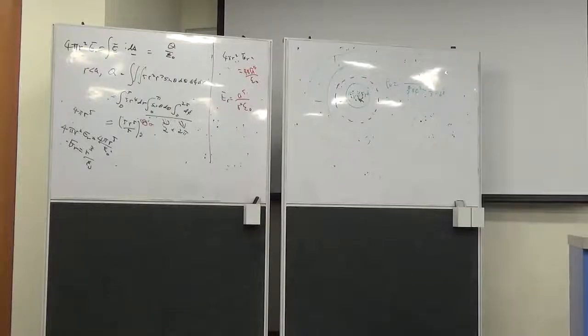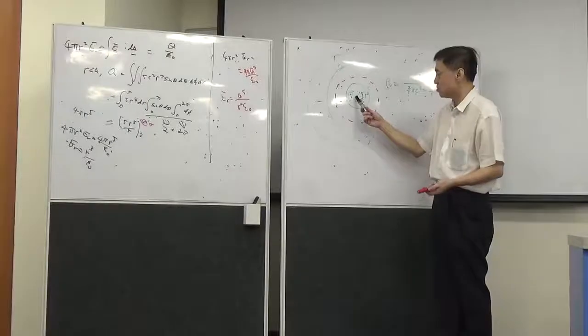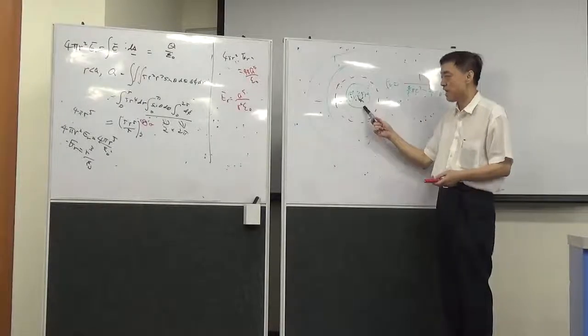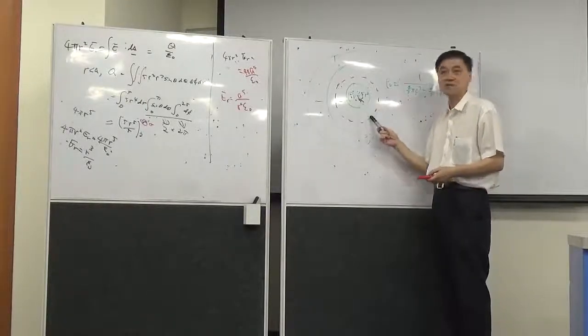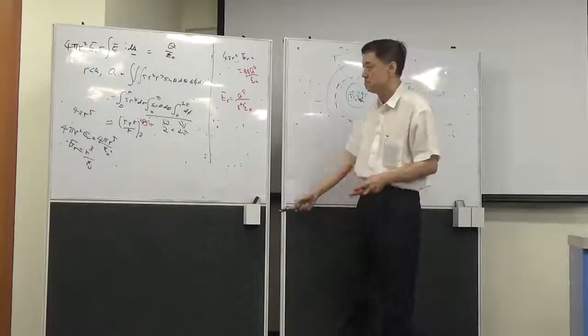So the integration, instead of integrating from 0 to R, you integrate from 0 to A, and then from here to here is 0 charge, right? Here to here is 0 charge, so integrate from 0 to A.